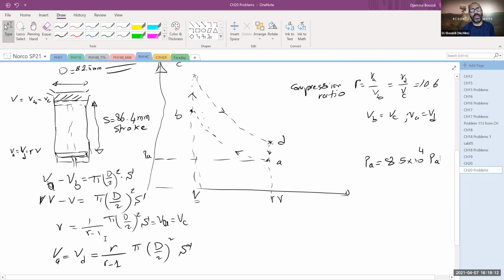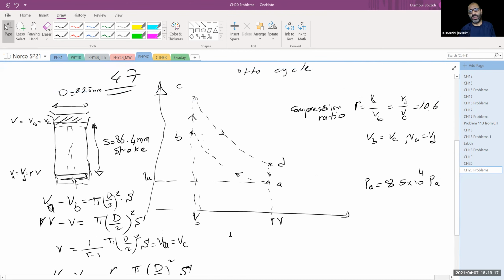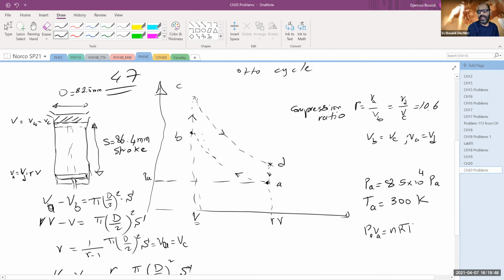R is dimensionless. R is just the ratio of the two volumes. It doesn't matter what they are. Okay, and it's given too. So we should be able to find this volume RV, which is VA. And also the initial temperature, which is TA, is room temperature, 300 Kelvin. So we know the point in here, we know its volume, it's RV, we know its pressure, and we know its temperature. So we technically can find N from this equation, PA VA equals nRTA.